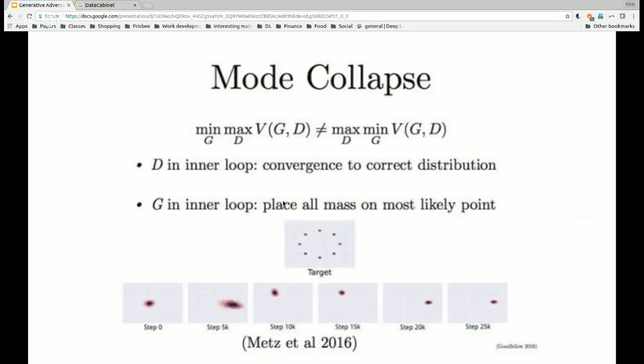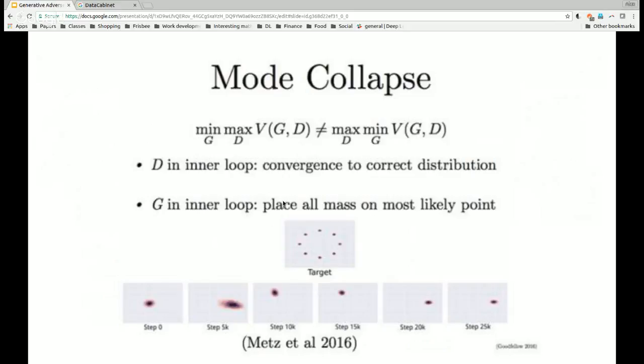The actual GAN objective is the left-hand side, where on the outer loop you're trying to minimize this loss function for the generator. So the generator is trying to fool the discriminator as much as possible, and on the inner loop the discriminator is trying to do the best it can to classify things properly.